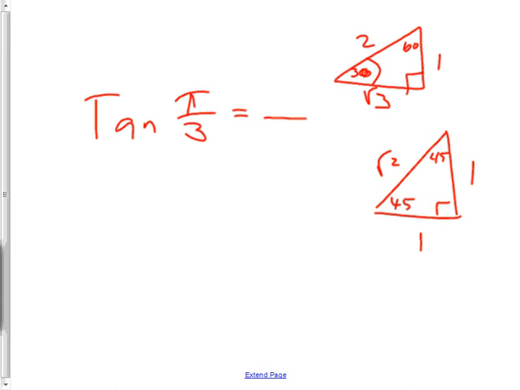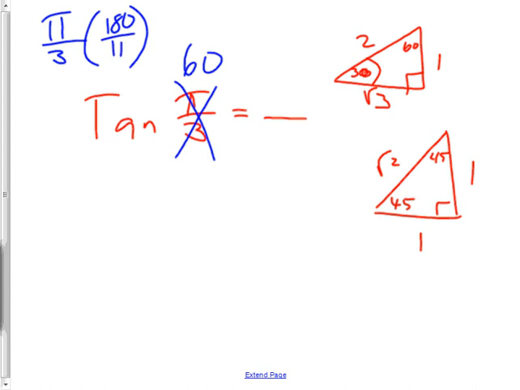All right, pi over 3 is 60. That's one that I hope you just had memorized. Again, if you didn't know, go off to the side, multiply it by 180 over pi. That works. Cancel, cancel. You go, oh, 3 goes in here, 180, and then 60. Okay, so tangent of 60. Find the 60. There's only one on the whole list.